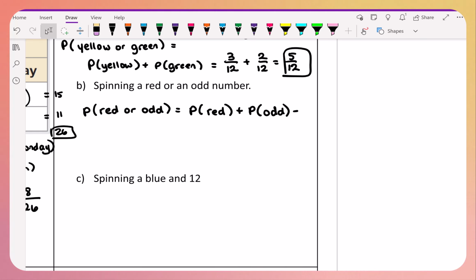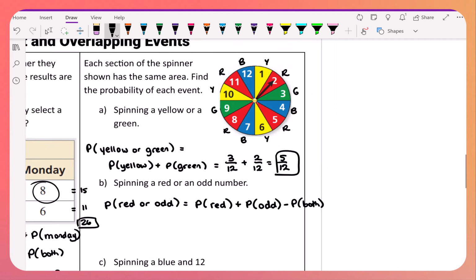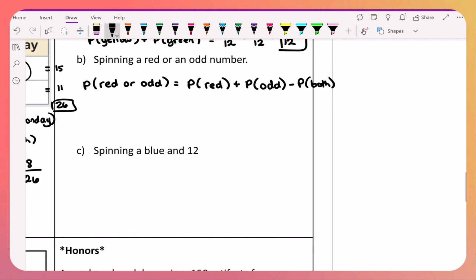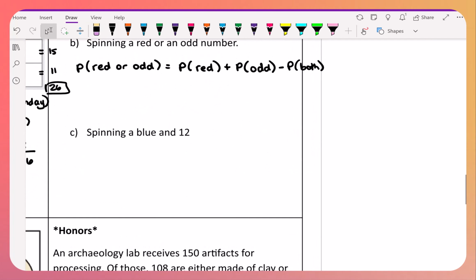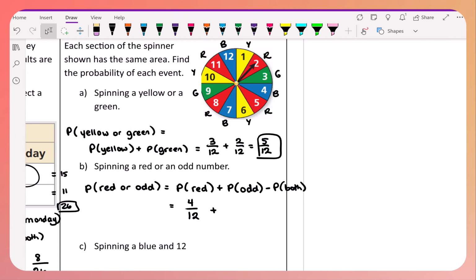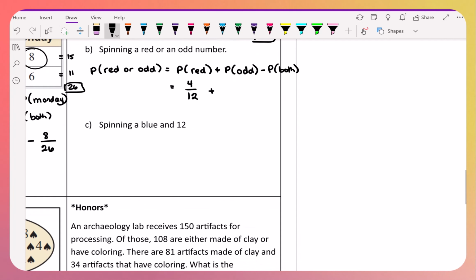Since it's an or, I'm going to do the probability of red plus the probability of odd. Do I need to subtract the probability of both? Can I have a red and an odd? I do believe I do. So I do need to leave that in there. So the probability of red, I have 4 out of 12 that are red. How many do I have that's odd? I have 1, 3, 5, 7, 9, 11. So I have 6 out of 12.